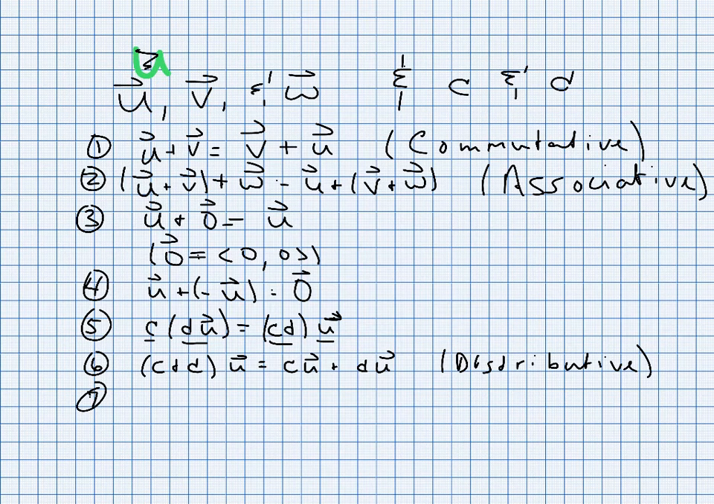Let's do the next one. C times (U plus V) equals, that's an equal sign, that's not a 2, equals CU plus CV. This is also the distributive property, okay?